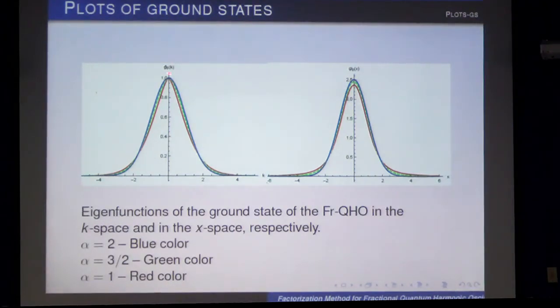We plotted this phi zero of k, this ground state. You see for alpha equal 2 is the blue color, it's just the standard Gaussian. And the other ones, red color and green color, are the sub-Gaussians. This is why, once I saw the plot, I proposed this terminology, sub-Gaussians, because in the main part of the peak they are below the standard Gaussian, and then you have the heavy tails, so to say. So there is a transition to heavy tails here.